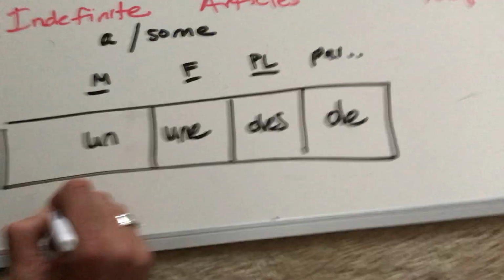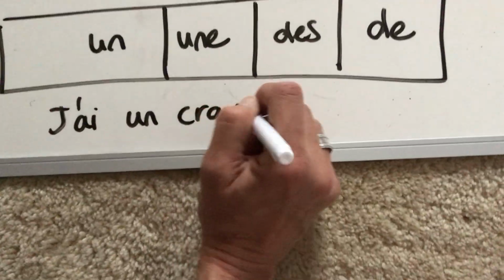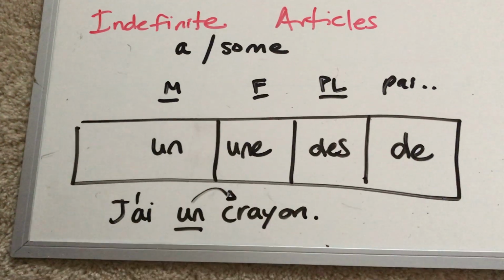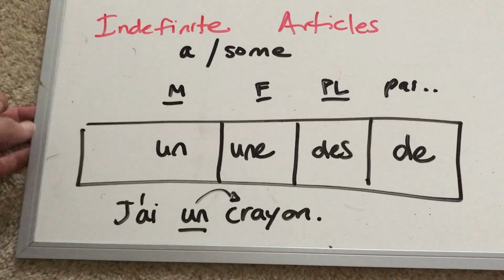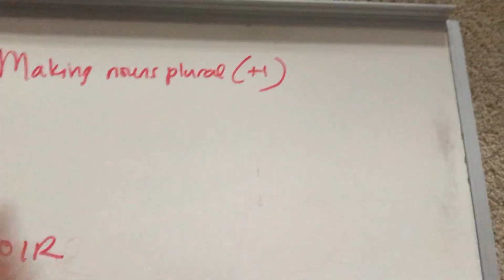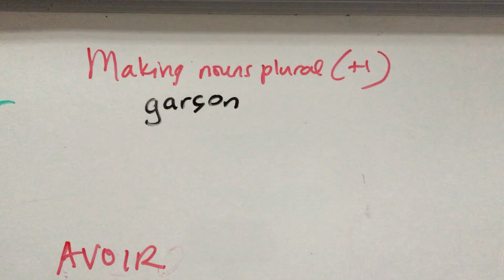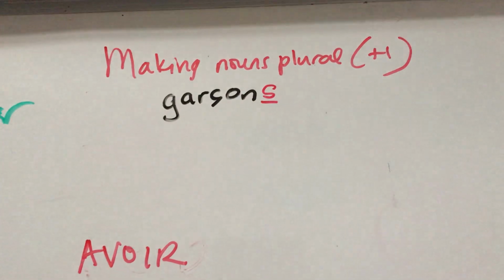So just as an example, you could do a sentence like j'ai un crayon. I have a pencil. And the un has to be masculine because the crayon is masculine. Excellent. Let's move on to making nouns plural. Let's just take the noun garçon. The way to make that plural would be simply by adding an S.